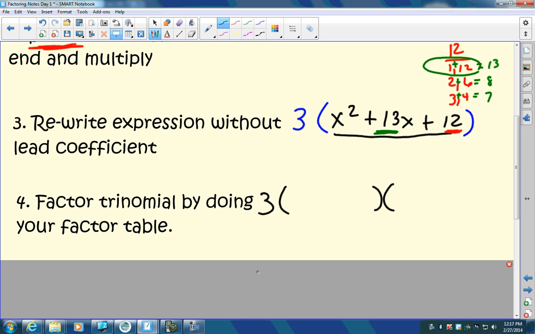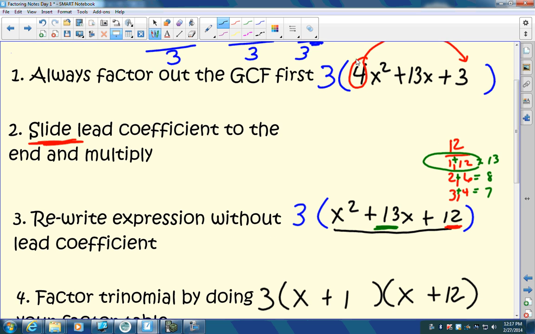Now we're going to split up into two parentheses. The x squared splits up as x and x. And I'm going to have the plus 1 and the plus 12. Okay? Now, the issue is this. Well, no, actually, this is very simple. What number did we slide? We slid that 4, right?